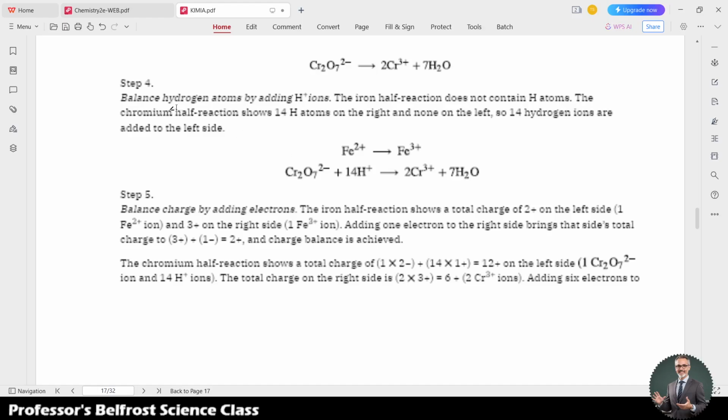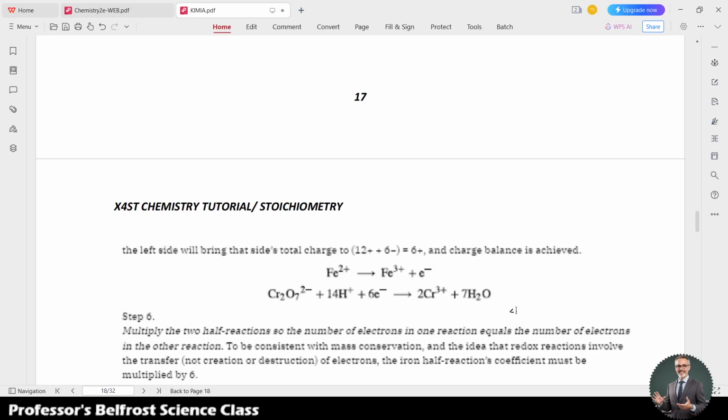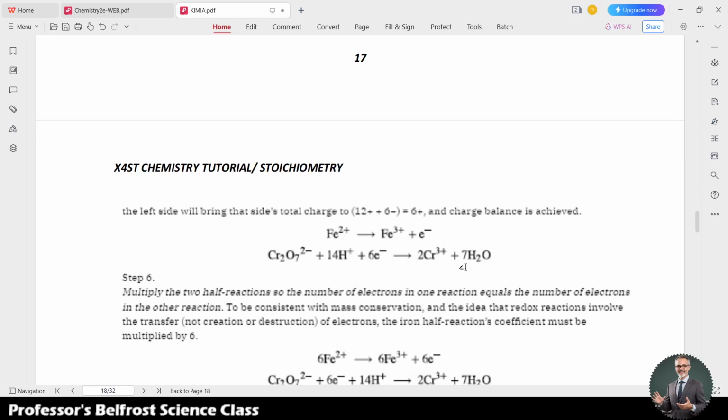We have -2 on this side. We have 14 plus 14, so this is +12. This is +6. Okay, +12 and +6, so we need to add 6 electrons on this side. This one. And after that, we need to eliminate this electron. How?